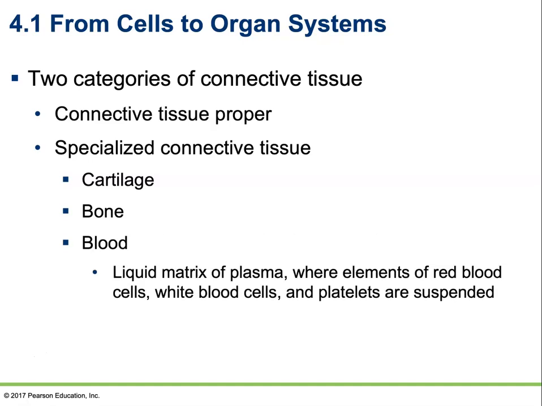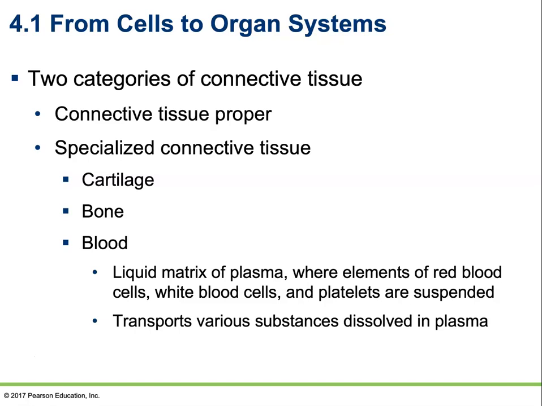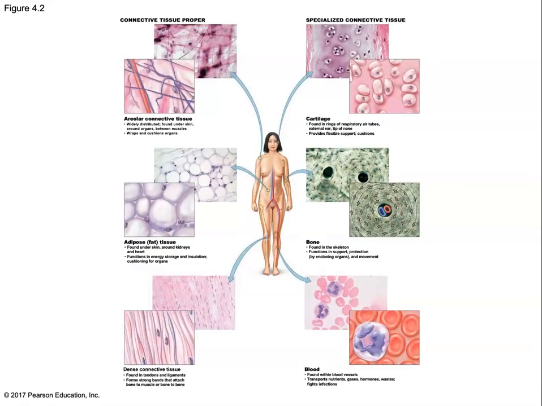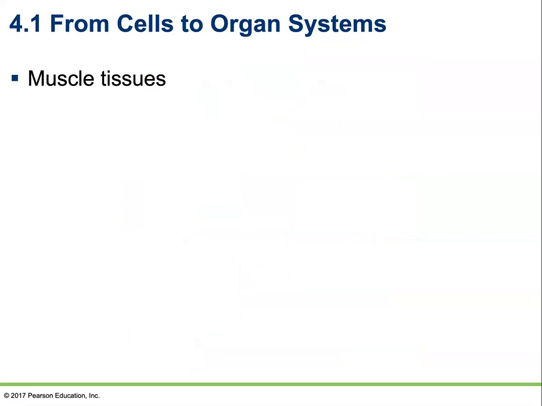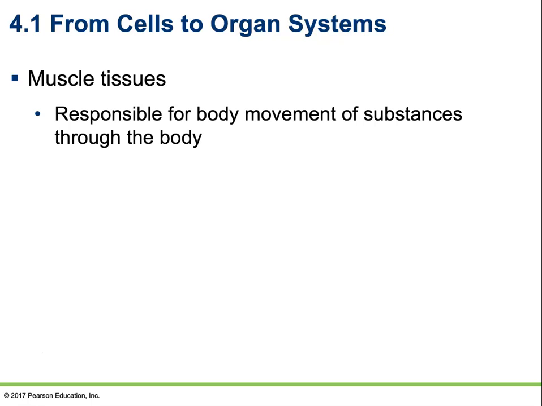Finally, blood. Blood is a specialized connective tissue. It's going to be a liquid matrix of plasma where elements of red blood cells, white blood cells, and platelets are just going to be suspended. Its primary goal is going to be transport of various substances dissolved in that plasma. And here's a fantastic diagram of figure 4.2 that's going to show all of these different connective tissues, where they're going to be found and what their role is. Muscle tissues are going to be ultimately responsible for the movement of the body and movement of substances through the body.